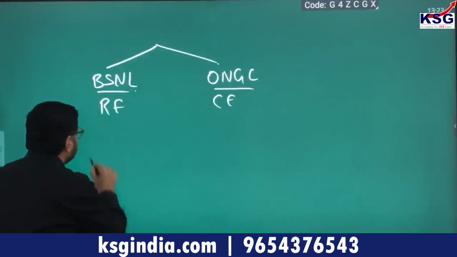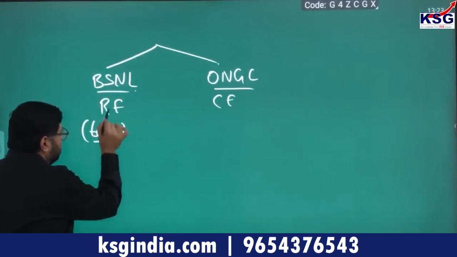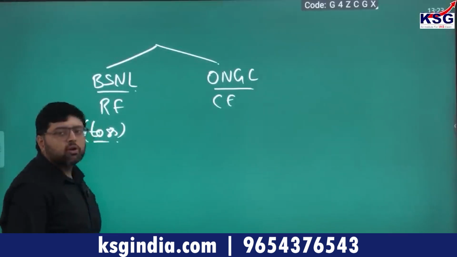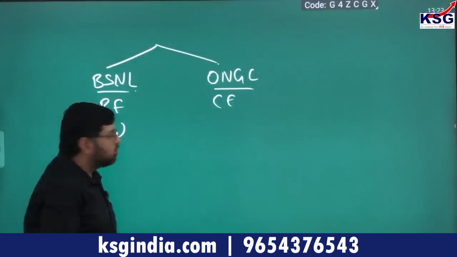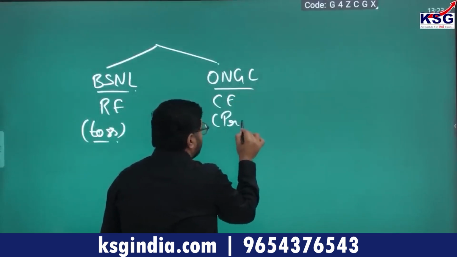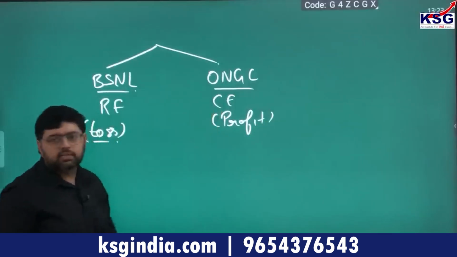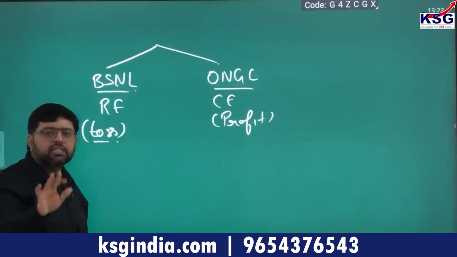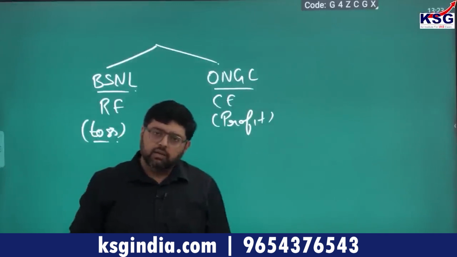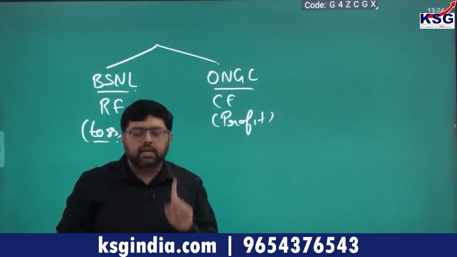Why are you saying that? Because BSNL is in loss. Whatever government has invested, they are not able to recover that, so this is in loss. Whereas whatever government has invested over this is in profit. That is why you are saying that this is revenue expenditure and this is capital expenditure. But if I see it individually, yes, it is correct.